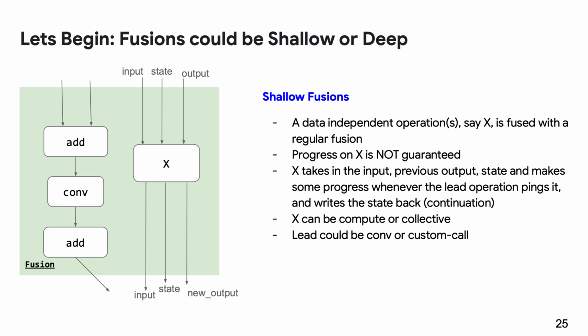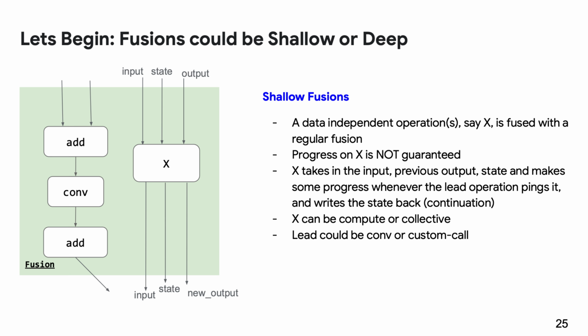In shallow fusions, you can look at a typical fusion structure of this format, where you have the lead compute on one side, and a data independent operation X that's fused in, but it's not guaranteed to complete within the execution of this whole fusion node. The idea is, if I don't perturb my main compute, then in all the stalls that might occur because of waiting for MXU, VPU, or memory, I can slide in another operation X, do some work for it, and update its continuation state.